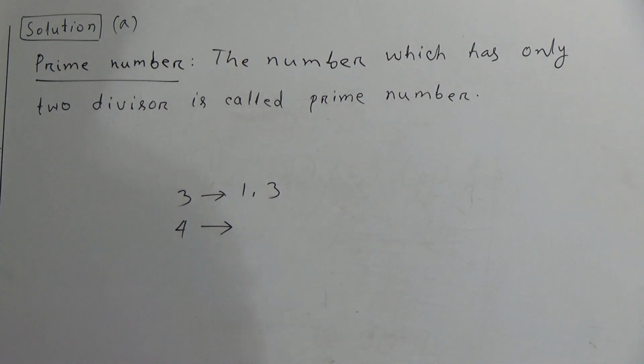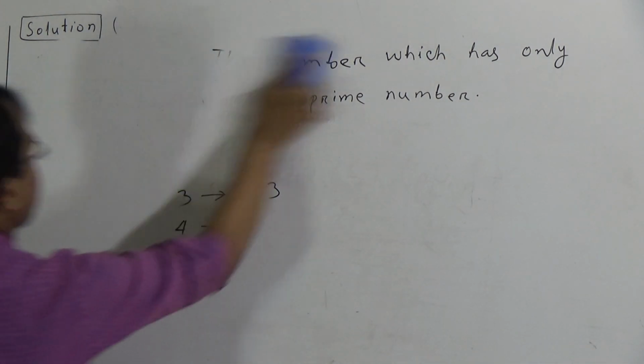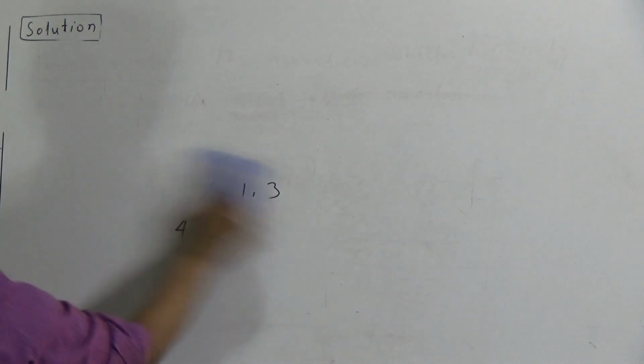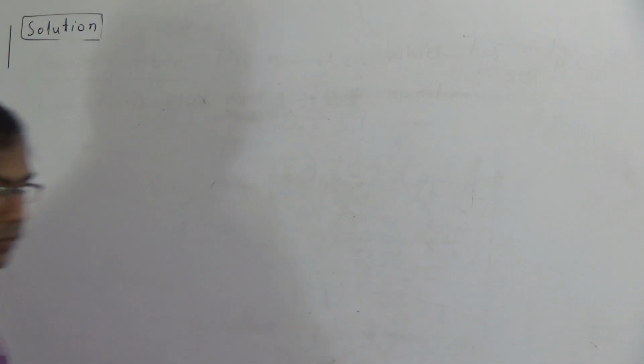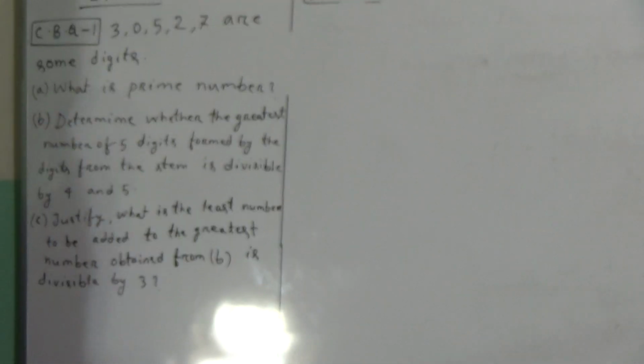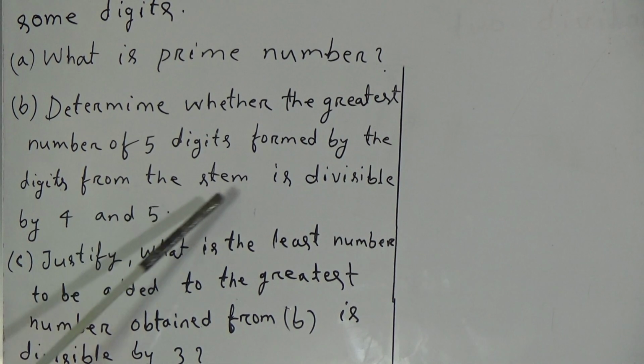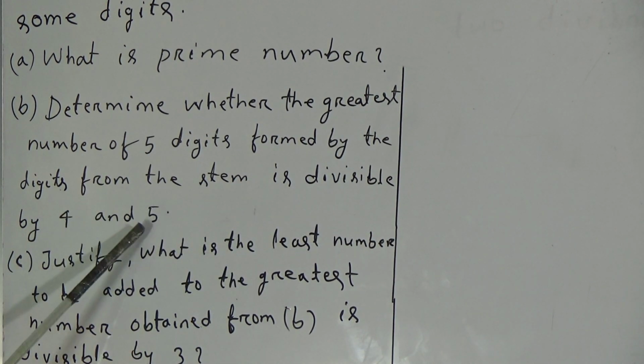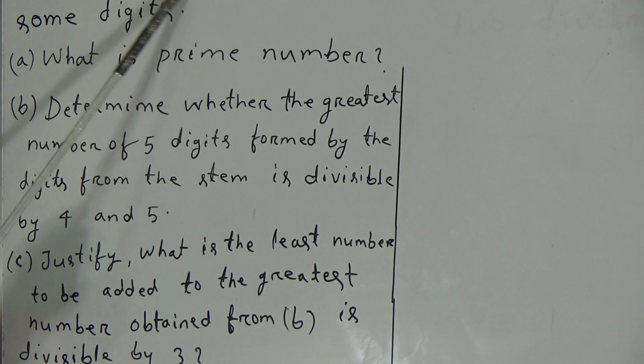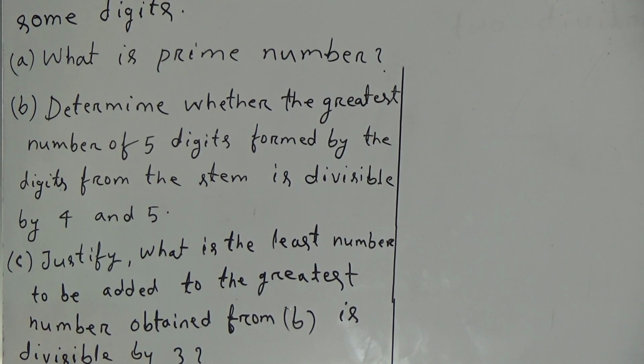Okay, dear students, now we'll solve the B number question. Here the question is: determine whether the greatest number of 5 digits formed by the digits from the stem is divisible by 4 and 5. Here in the stem 5 digits are given. We have to form the greatest number using the digits, and then we have to check whether the greatest number is divisible by 4 and 5 or not.